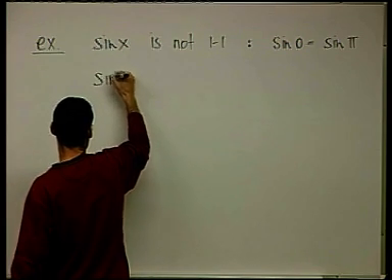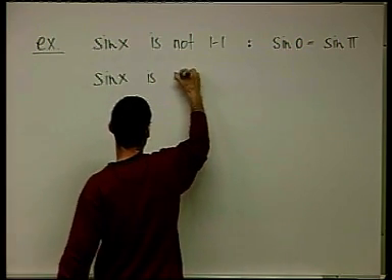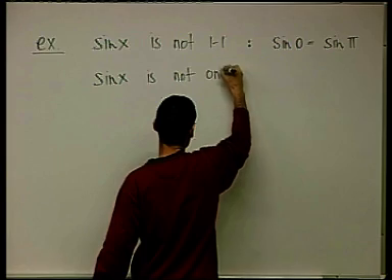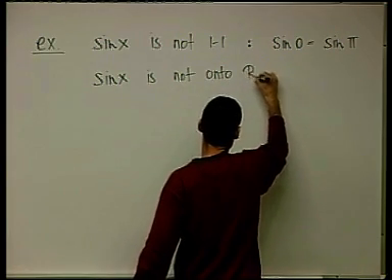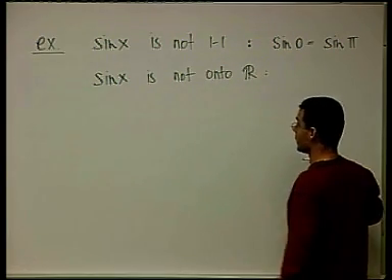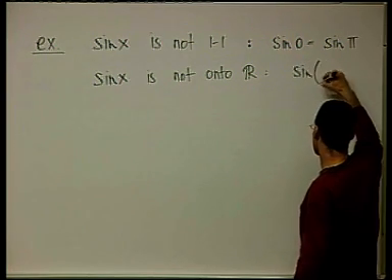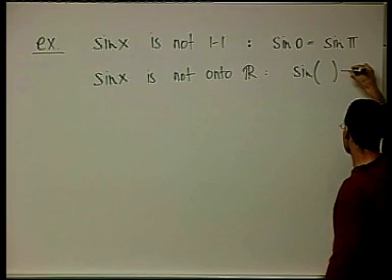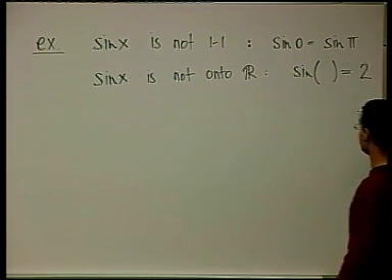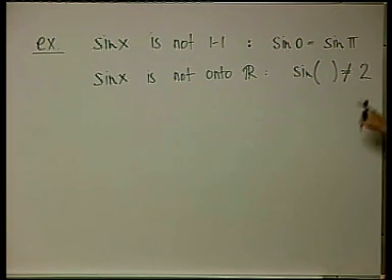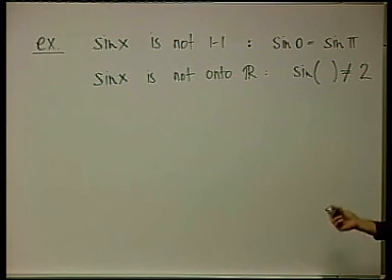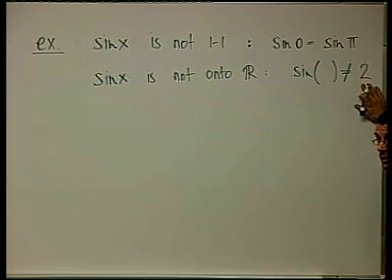Sine of x is not onto R. There is no value of x whose sine equals 2. So for any x you plug in here, sine of it is never 2. So 2 is not in the image. Do you agree?